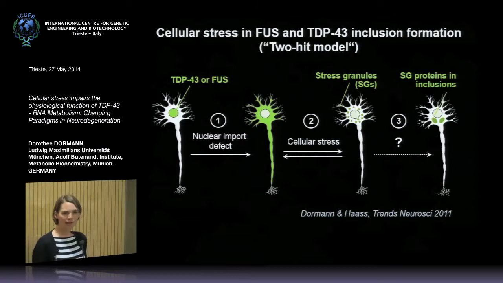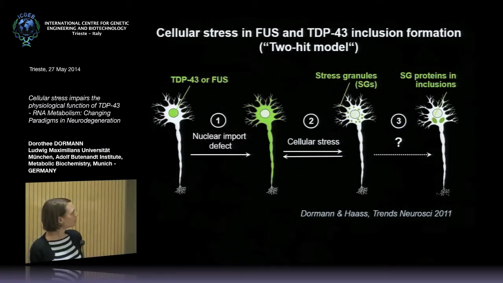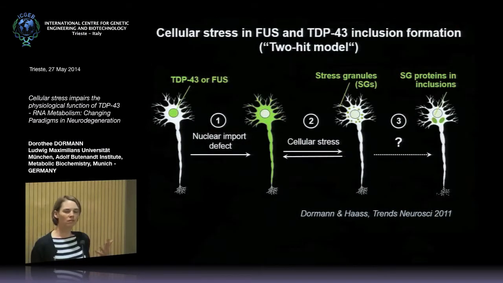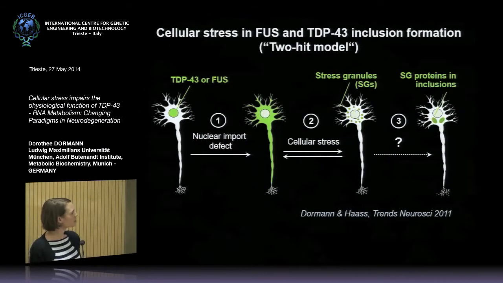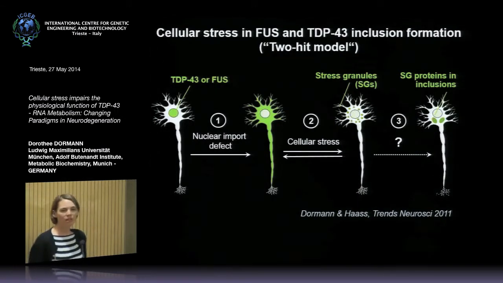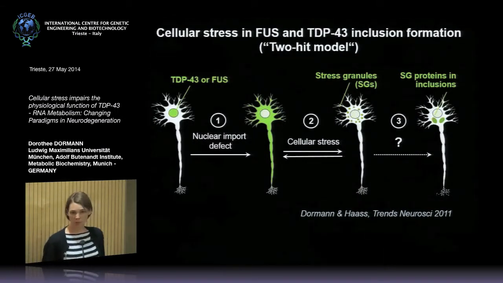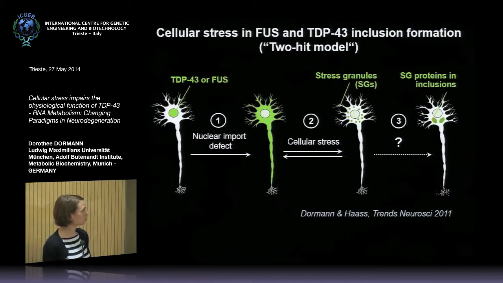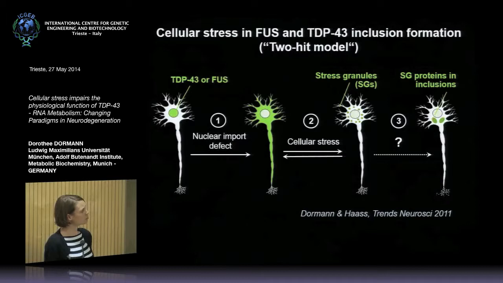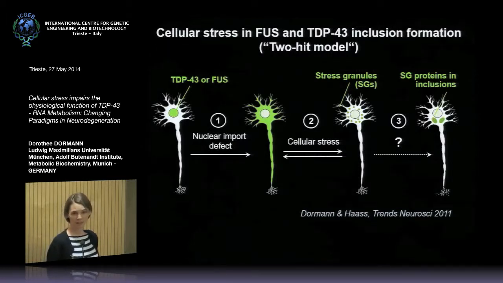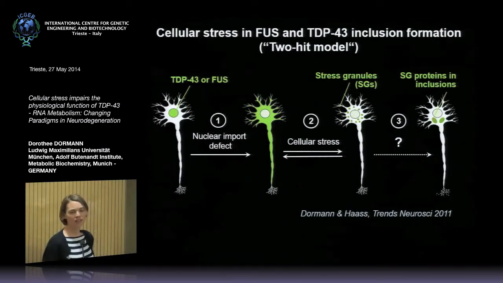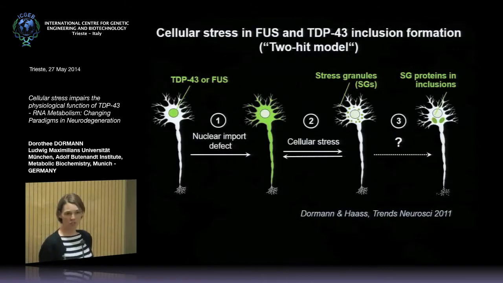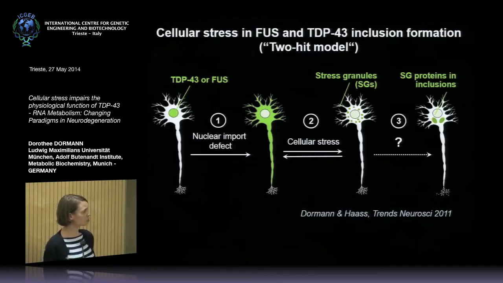According to our model, which is summarized in this cartoon, the first hit or step in this pathological cascade is a nuclear import defect, which brings TDP or FUS into the cytosol. Then a second step is cellular stress, which leads to the formation of stress granules and the recruitment of TDP or FUS into these stress granules. Since we and others have found stress granule proteins in the mature inclusions of ALS and FTD patients, we hypothesize that these stress granules may be the origin of the mature pathological inclusions.